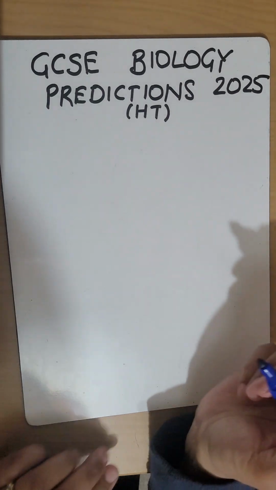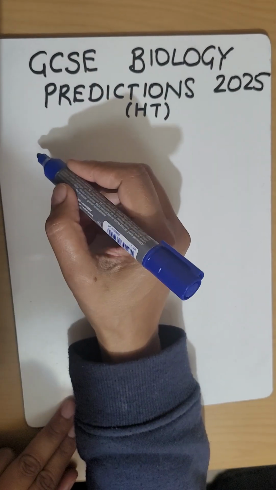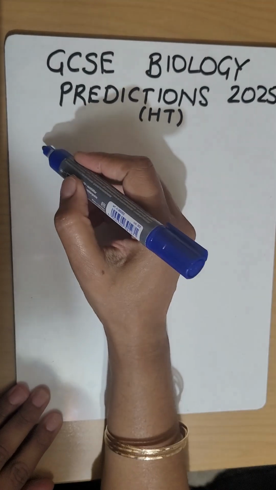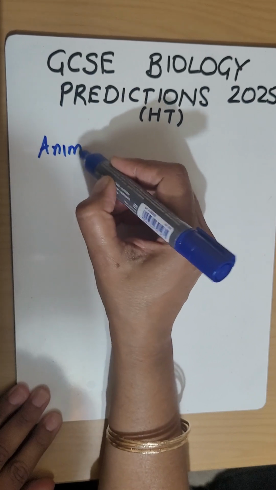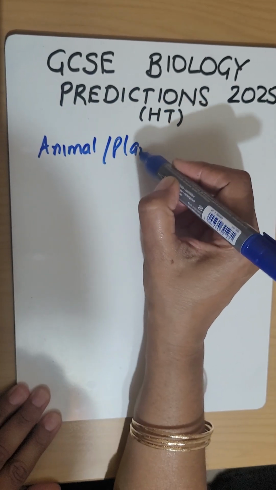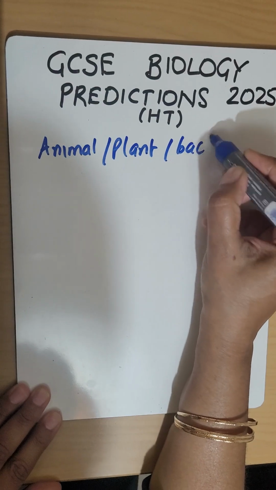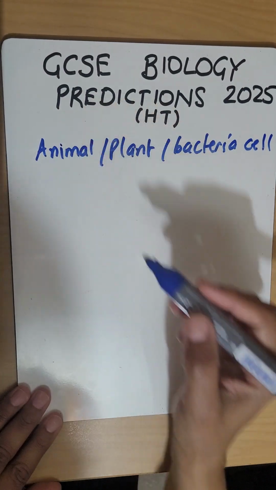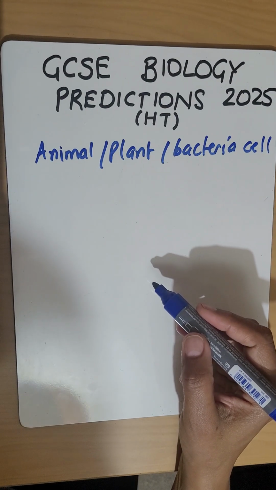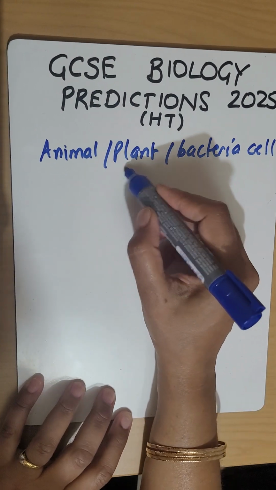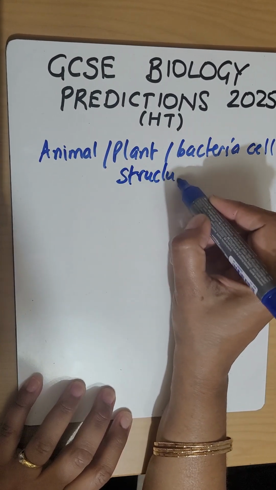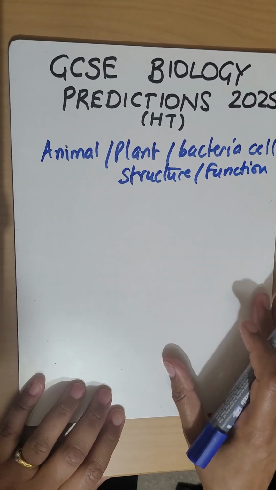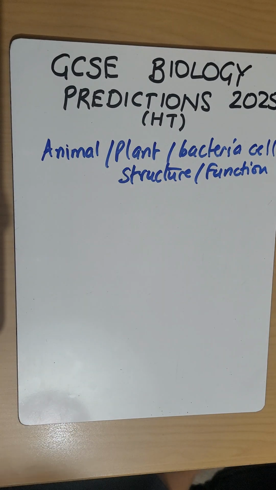One of the first things that always comes up is looking at differences and similarities between plant and animal cells. It could be bacteria cells too. They can ask you to compare and contrast, similarities and differences, and they can also ask about structure and function. I have already posted a video on this today, so make sure you have a look at the compare and contrast for plant and animal cells. That might come in handy.